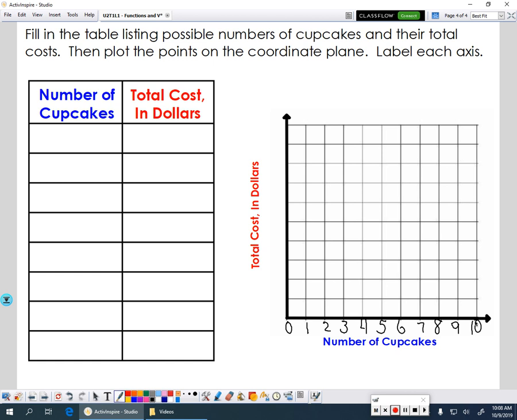There we go. And then going up this side, I'm going to count a little bit differently for my total cost in dollars here. Instead of counting by ones, I know that each cupcake costs $3. So I'm going to label this up the side, counting by $3, because it'll make it easier for me to graph later on if I'm counting in the same scale as my cupcakes.